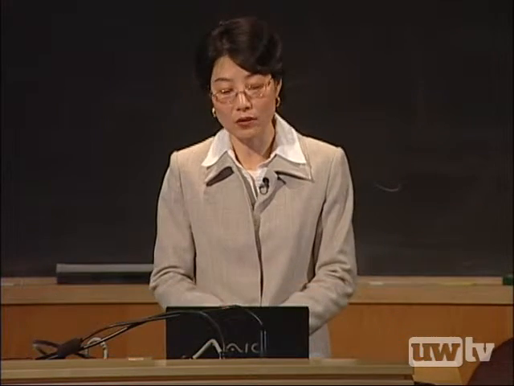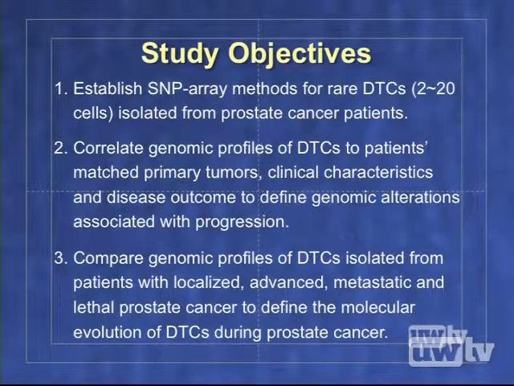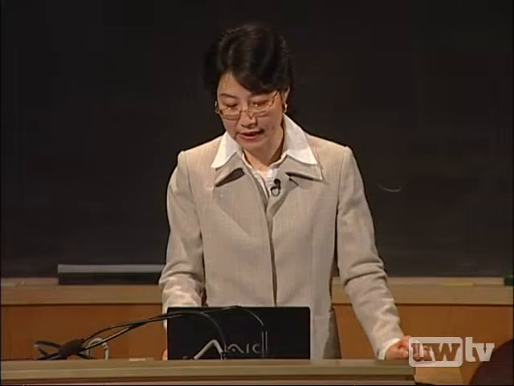So we started off looking at these very rare DTC cells. Typically, you can isolate only 2 to 20 cells from these prostate cancer patients and look at the genetic profile using genomic array methods, and correlate the profiles of these DTCs to patients' matched primary tumor, their clinical characteristics and disease outcome, to define genomic alterations associated with progression. We would also like to compare the genomic profiles of DTCs isolated from patients with localized or advanced and metastatic lethal prostate cancer to define the molecular evolution of DTCs during prostate cancer.